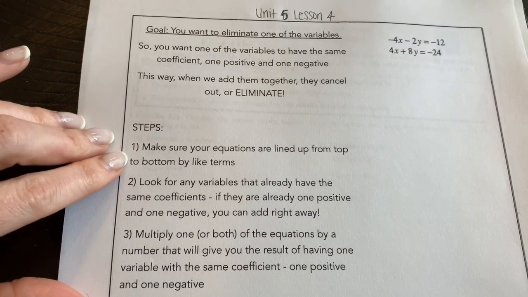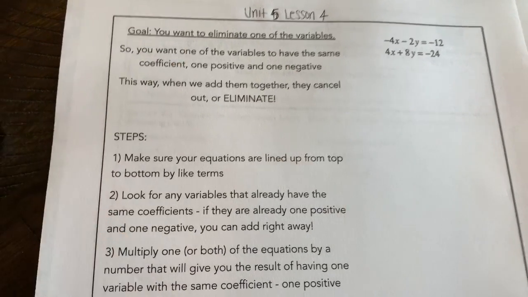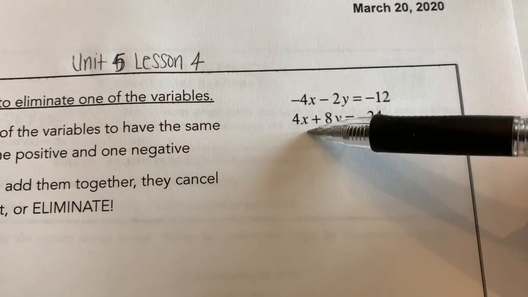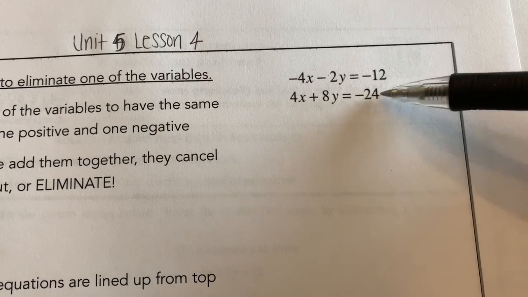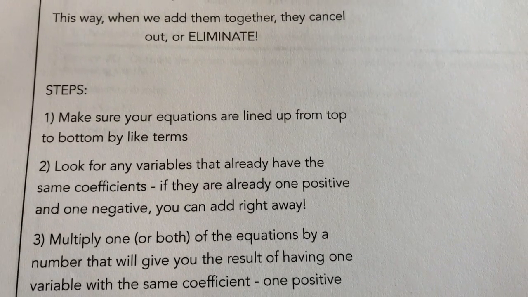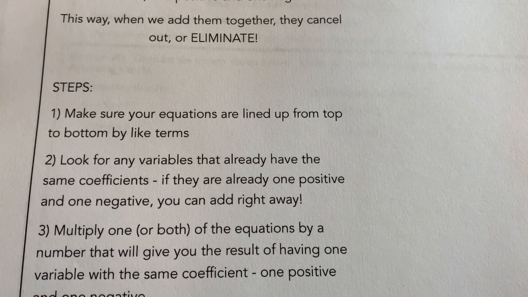So the first step is that you want to make sure your equations are lined up from top to bottom by like terms. What I mean by that is make sure the x's are in the same spot and the y's and the constants are all in the same spot. If they're not, you want to line them up. Step 2, we want to look for any variables that already have the same coefficients. If they're already one positive and one negative, you can add right away.